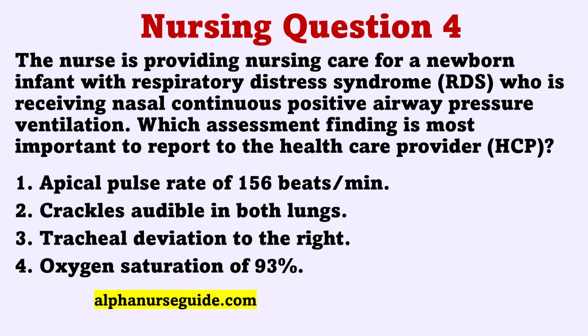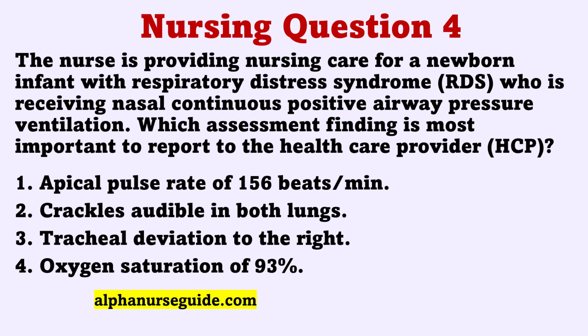The nurse is providing nursing care for a newborn infant with respiratory distress syndrome who is receiving nasal continuous positive airway pressure ventilation. Which assessment finding is most important to report to the healthcare provider? 1. Apical pulse rate of 156 beats per minute. 2. Crackles audible in both lungs. 3. Tracheal deviation to the right. 4. Oxygen saturation of 93%.